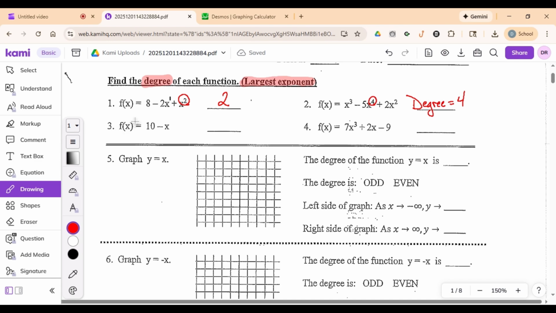For equation 3, f of x equals 10 minus x, the only place we see the variable x is right here, and there's no exponent that we see. We recognize that's the exponent of 1. That's understood. So sometimes the degree of our polynomial is just the number 1.